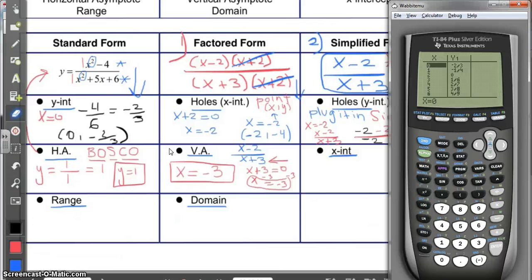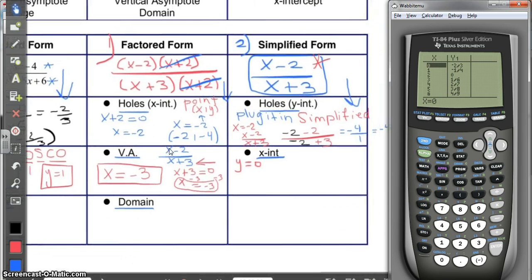Now x-intercept means you look for the ones where y is equal to 0. To get this one, it would be helpful to look at the simplified form, which is x minus 2 over x plus 3. If you want to find the x-intercept, you look at the top of your simplified form. So x minus 2, you set it equal to 0, so x is equal to 2. So (2, 0) is going to be your x-intercept. Again, you can go over here and look for the ones where y equals 0, and you can see that x is equal to 2 and y equals 0, so that's going to be your x-intercept.